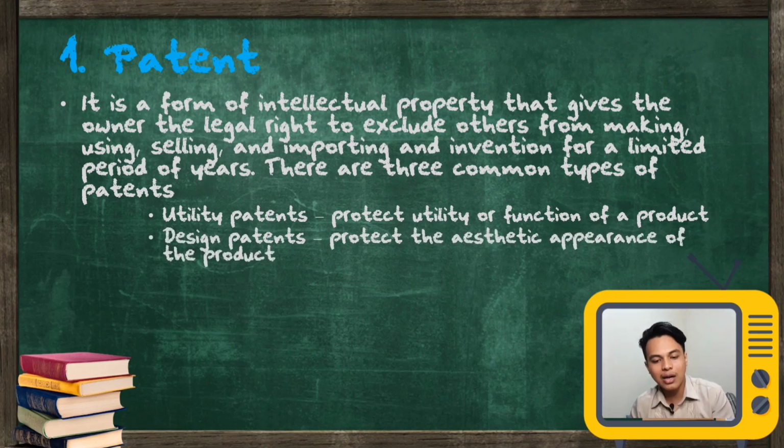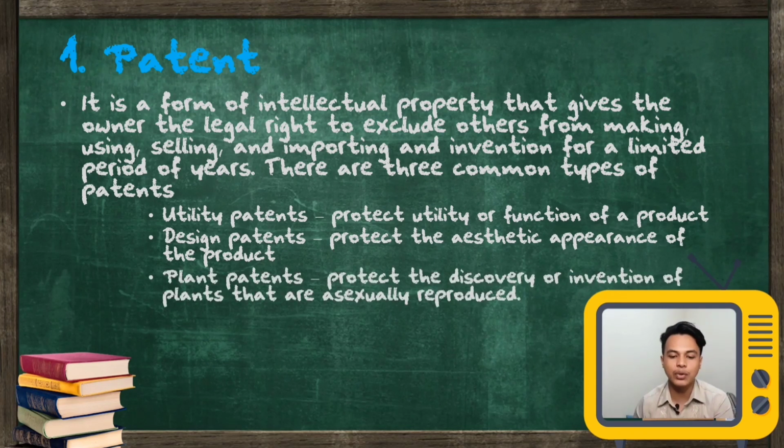The second one is design patent. So the designs that we make, say for example, a dress or something, also have intellectual property rights. So this protects the aesthetic appearance of the product. So its look, its patterns, and so on. So it can also be given intellectual property protection.